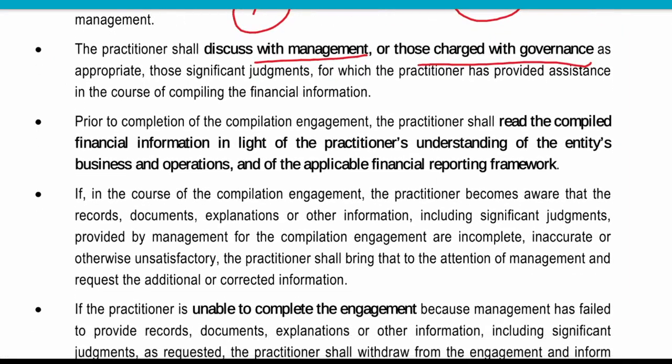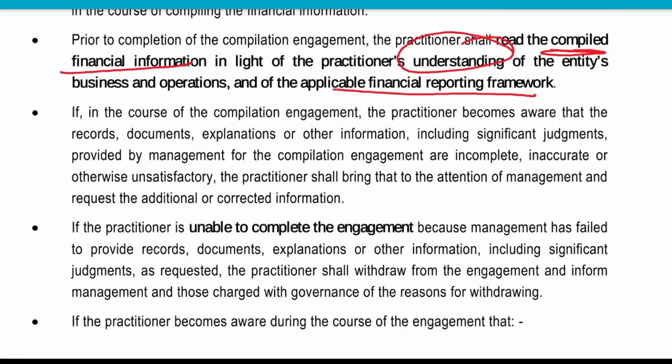Then, prior to completion of the compilation engagement, the practitioner shall read the compiled financial information in light of the practitioner's understanding of the entity, business and operation, and applicable financial reporting framework. This means before sending your compilation, you need to read it and make sure that it is correct. Whatever understanding you have got, it should be as per that understanding only.